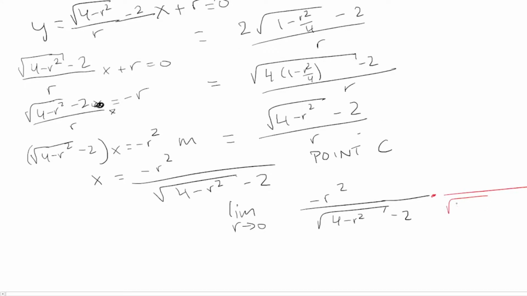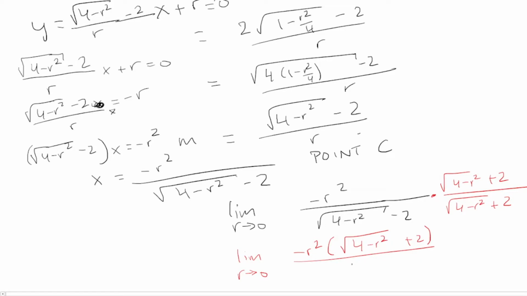So that'll be the square root of 4 minus r², and then plus 2 this time, instead of minus 2. So we have the limit as r approaches 0 of -r² times the square root of 4 minus r² plus 2. And then the bottom, you have a case where it's like a minus b times a plus b, and that one you get a² minus b². A being the square root, so if you square it the square root goes away, and then you just square the 2 here.